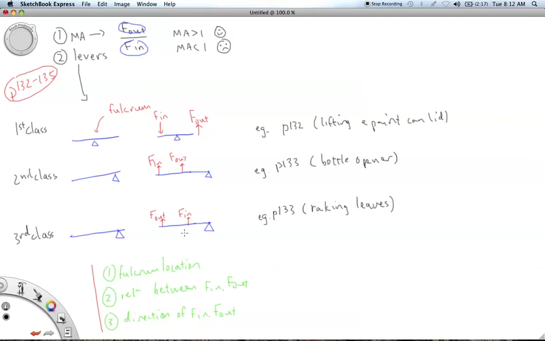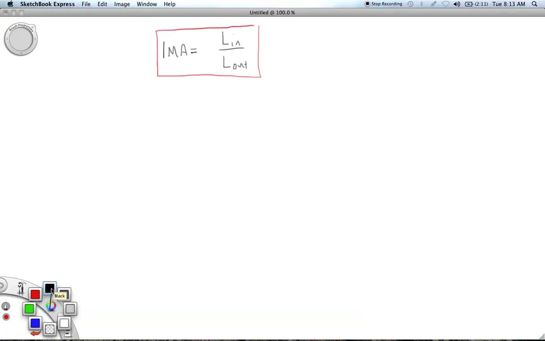What I'm going to do is go through two quick examples of what they are. So I'm going to clear this page and let's continue with it. Now, the one very important formula you need for this one is IMA equals the length of the input arm over the length of the output arm. Put this in a box here. And let's get these examples going.